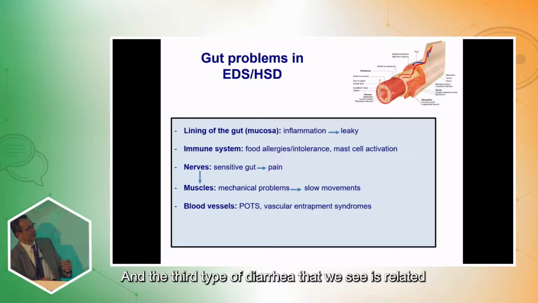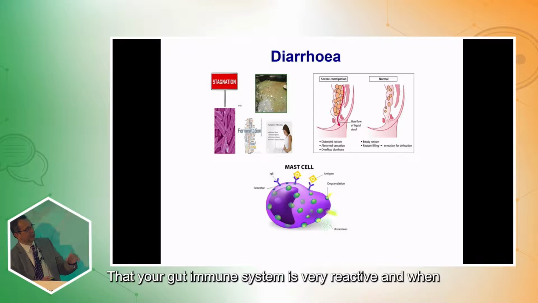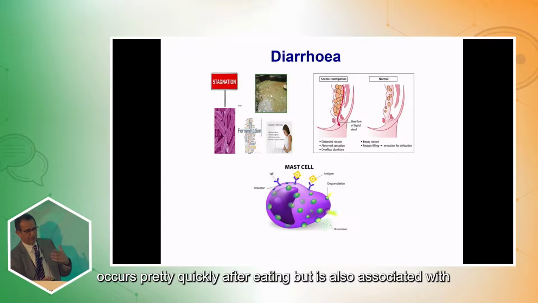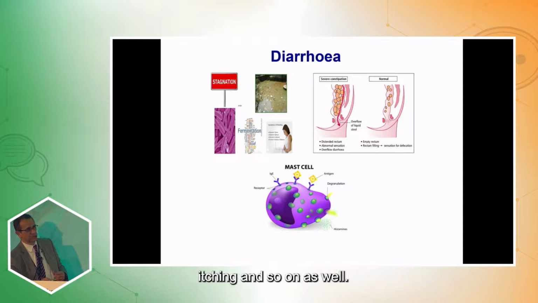And the third type of diarrhea that we see is related to a mast cell or immune-mediated problem in the gut, where your gut immune system is very reactive. And when you eat and drink, in this case, the diarrhea usually occurs pretty quickly after eating, but is also associated with other symptoms of feeling hot and flushed and sweaty, palpitations, itching, and so on as well.